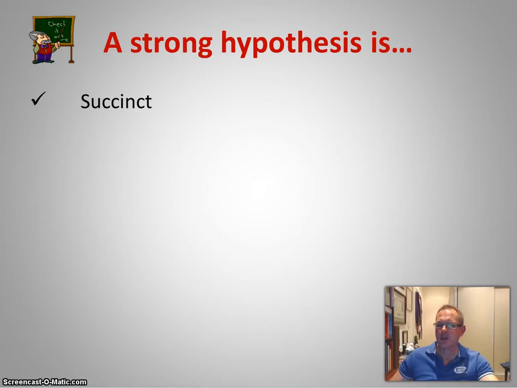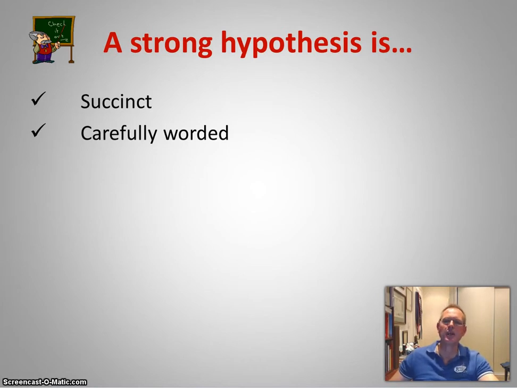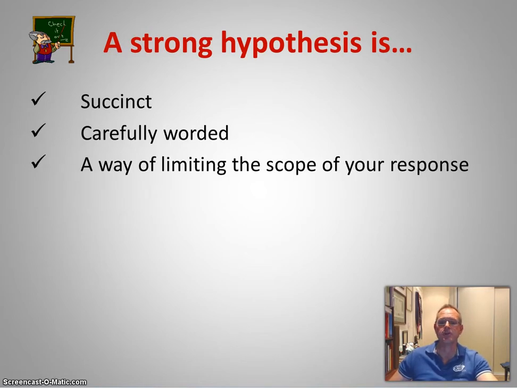So let's move on to what a strong hypothesis will actually look like. It's going to be succinct, short, to the point, precise. It's not wordy, it's not too long. The words that are chosen are very, very carefully selected. We need to be very careful about exactly the terms, exactly the ideas that come through in this succinct statement. A hypothesis is a way of limiting the scope, the extent of your response. It ties your essay to a certain time and a certain place in history. It limits the breadth of coverage of your assignment.